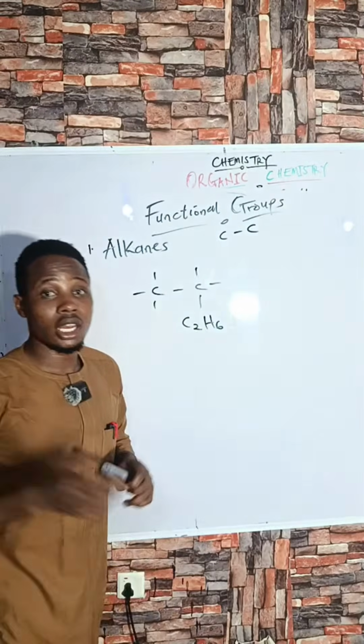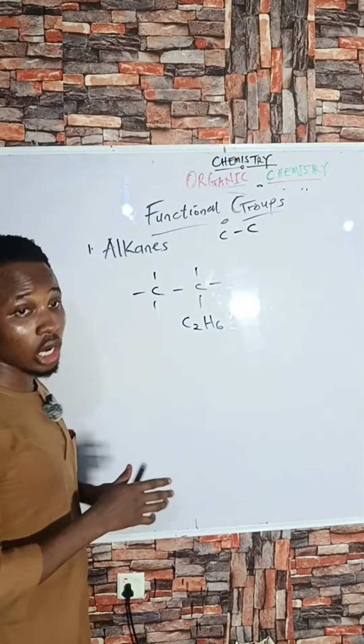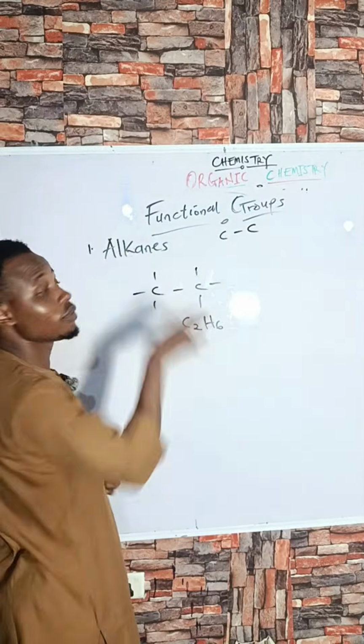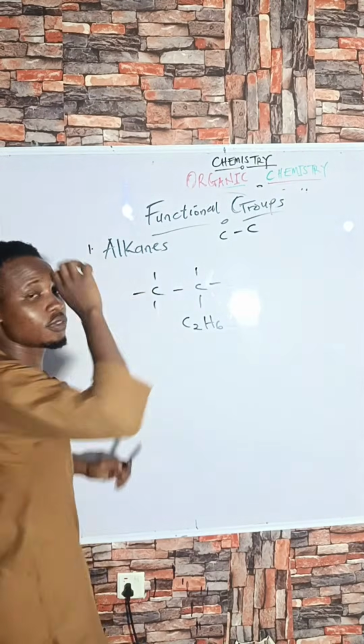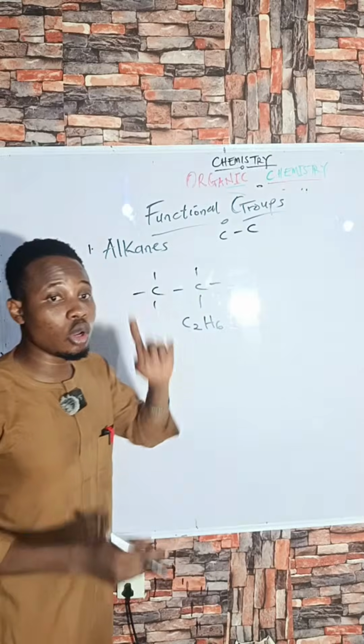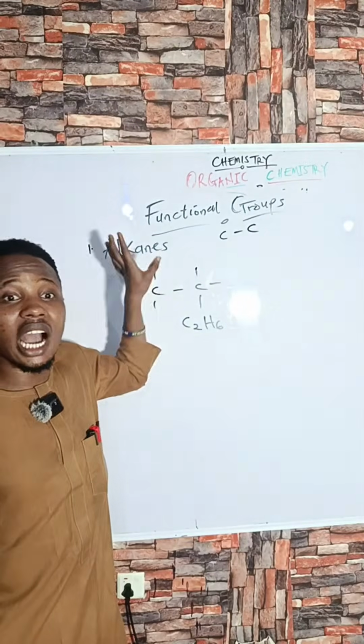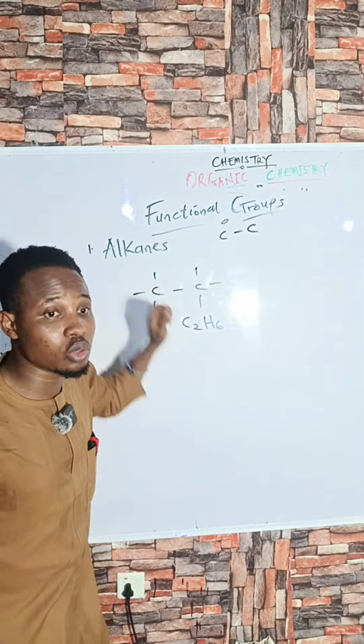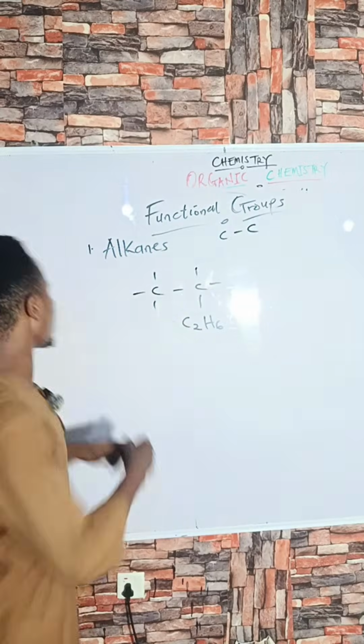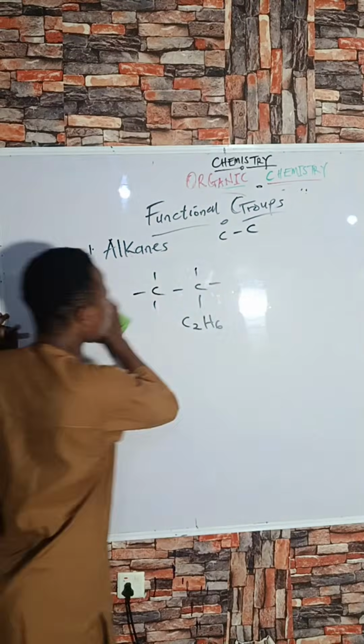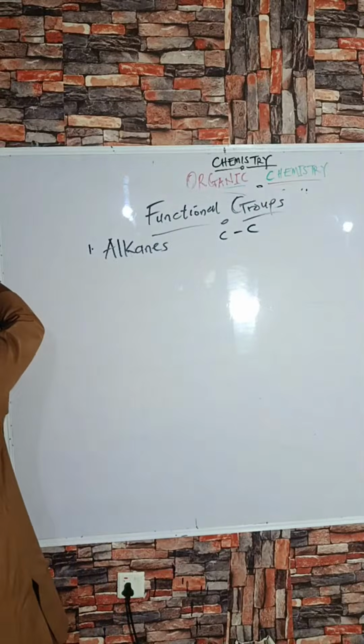C2H6. Okay, that's your alkane functional group now. Single bond. So the name of the homologous series is alkane. The functional group is what? Single bond. Homologous series is what? Alkane. It is the alkane family, but the functional group is what? Single bond.